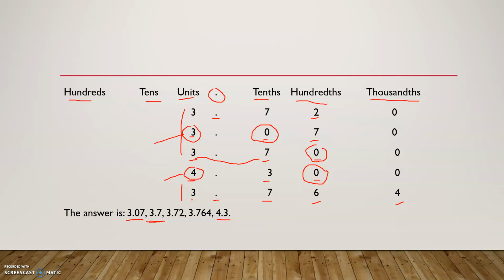After that we go 2, which is 3.72. So 3.72 would be our next smallest. After that we go 6, so that will be 3.764, and we've got 4.3 as we discussed earlier on. So that's how you do ordering if you have any decimal numbers.